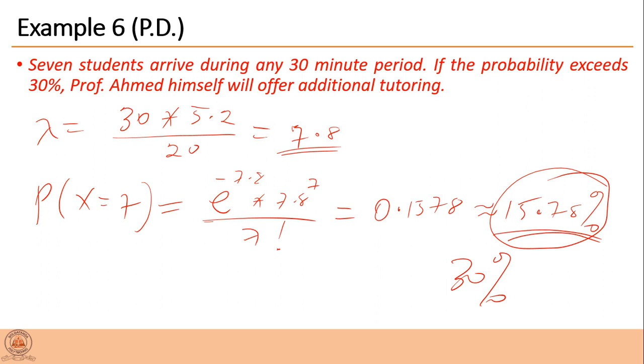This will end our discussion on discrete probability distributions, focusing on binomial and Poisson distribution.